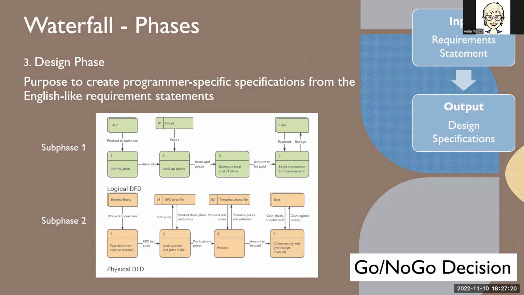The design phase is another translation phase. We translate the English-like requirements into programming-specific specifications. Think about the pseudocode we've been writing throughout this class. That's what I mean by programming-specific specifications. Now, the design phase has two subphases. The first is logical and the second is physical. With the logical subphase, we concentrate on writing design specifications in a very general nature.